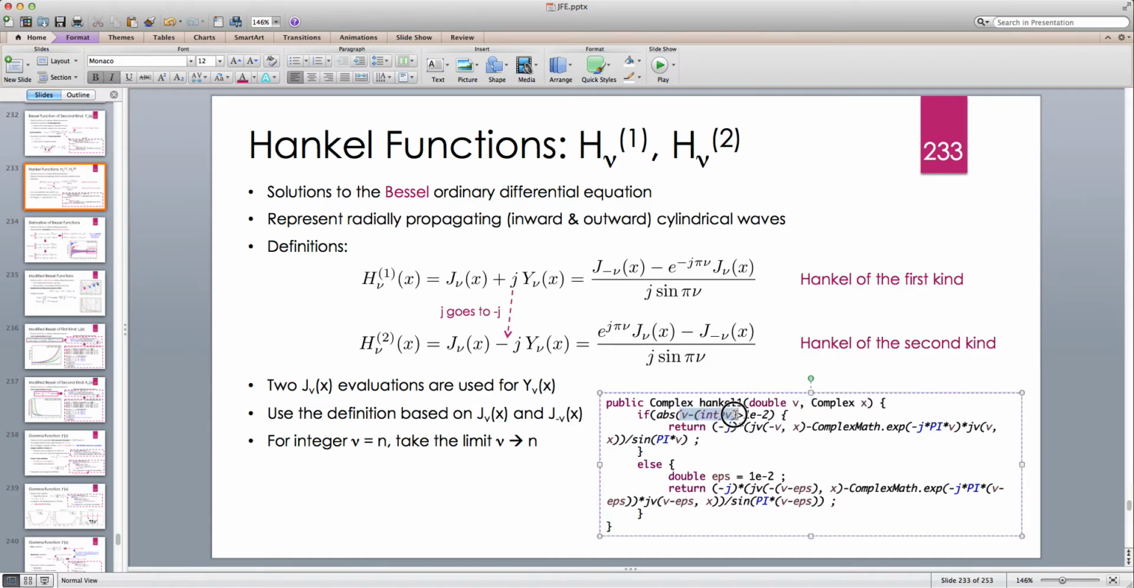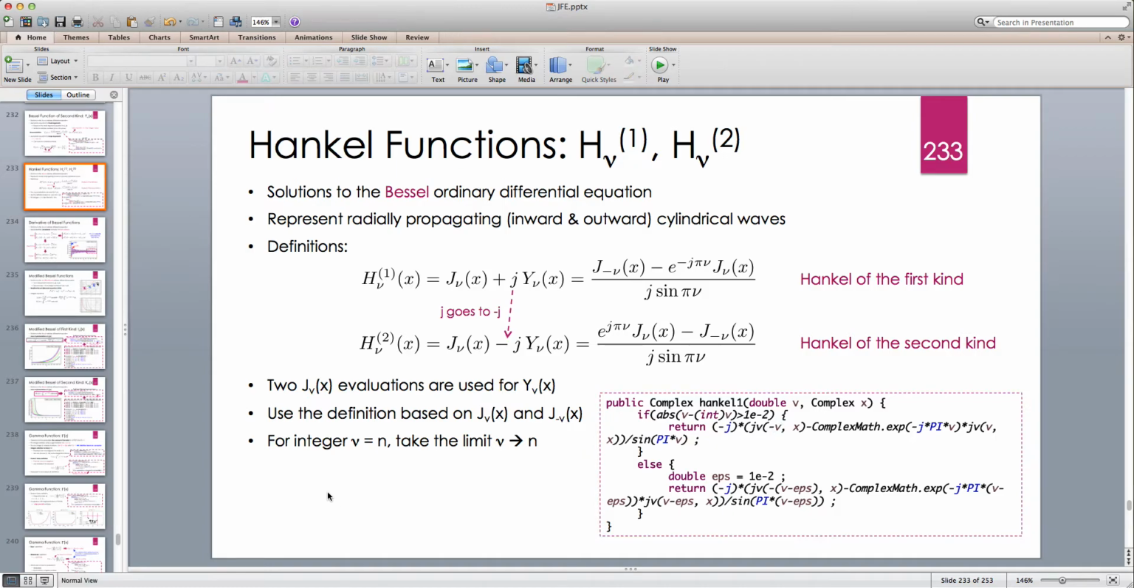And if nu is not an integer, 1 over j, I'm bringing to the top, it becomes minus j times j nu minus nu x minus complex math dot exponential minus j pi nu times j nu divided by sine of pi nu. All right. For integer nu, I replace nu by nu minus epsilon. So for example, if I want to calculate Hankel 1 when nu is 2, I calculate Hankel 1 when nu is 1.99. And that gives me a very good accuracy.